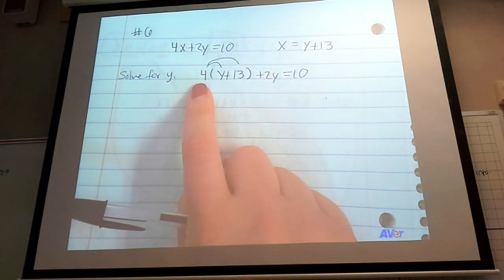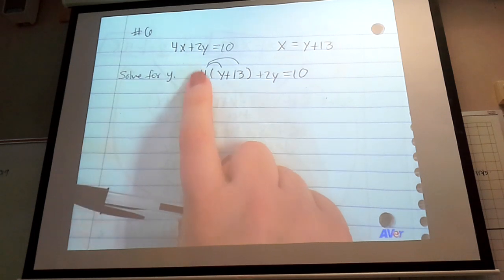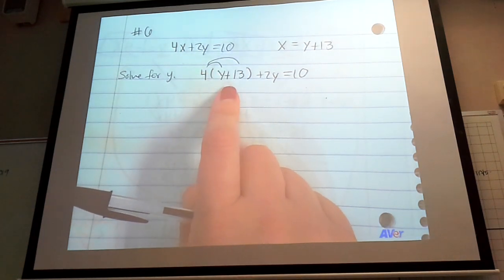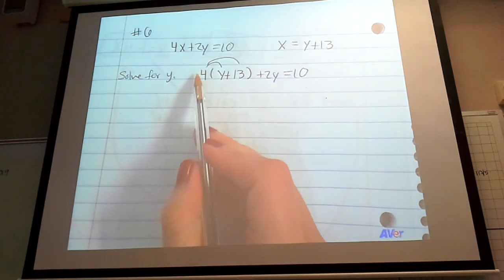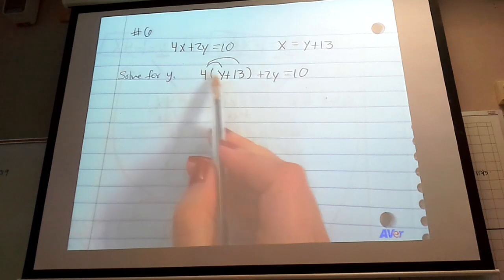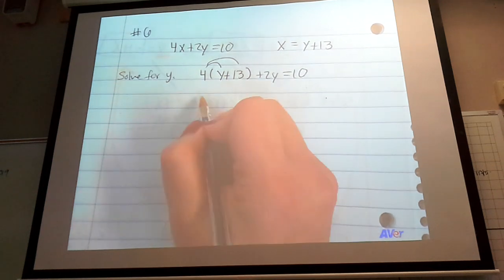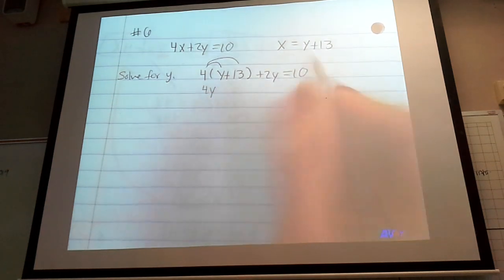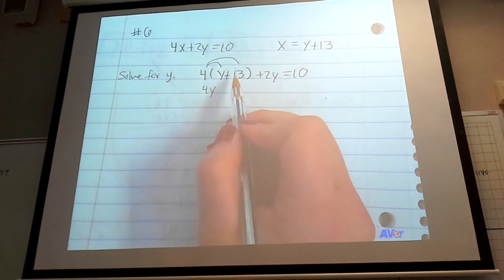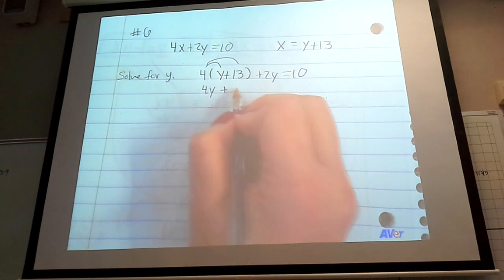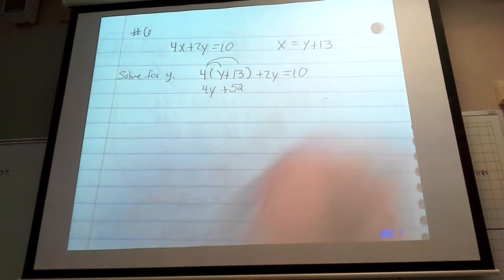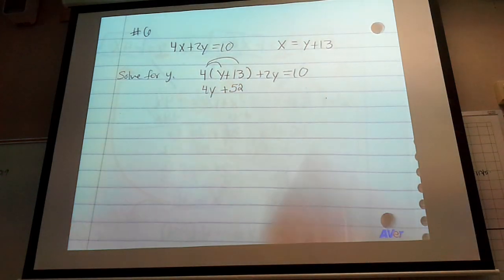which means that I have to take whatever number is outside of the parentheses and multiply it into each one of the terms, keeping in mind that we have to keep track of the signs. This is a positive, so a positive times a positive becomes a positive 4y. A positive 4 times a positive 13, that becomes plus 52. Again, 4 times 13 is 52.